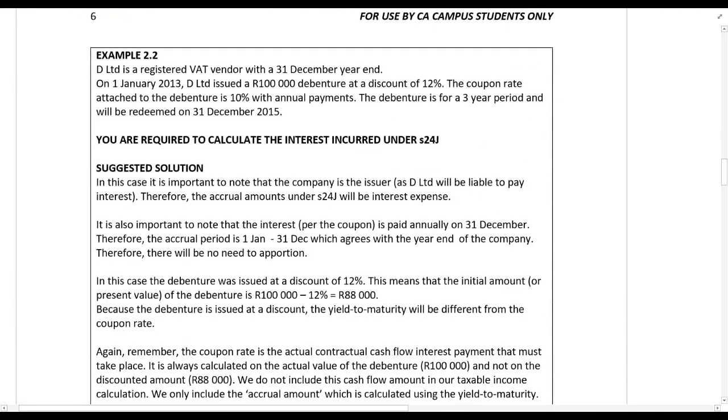Let's look at the next example. D Limited is a registered VAT vendor with a 31 December year end. On the 1st of January, D Limited issued a 100,000 rands debenture at a discount of 12%. The coupon rate attached to the debenture is 10% with annual payments, and it's for a 3-year period.